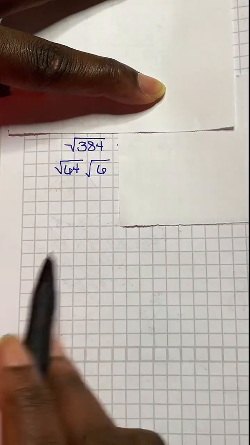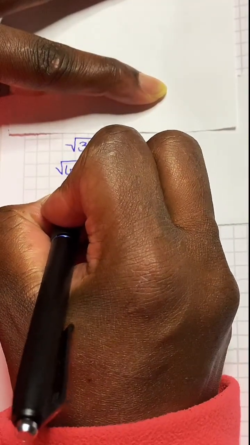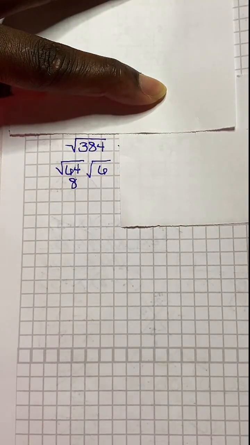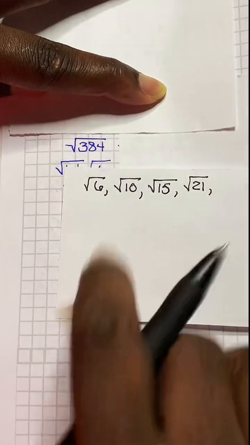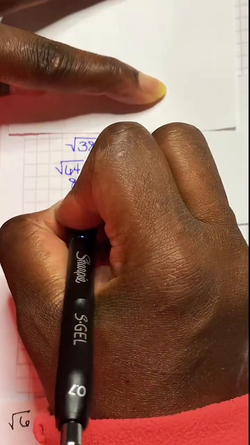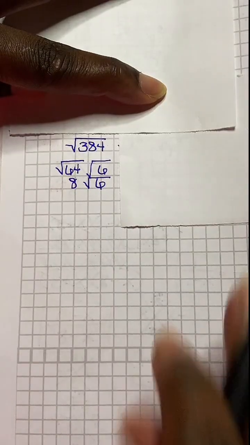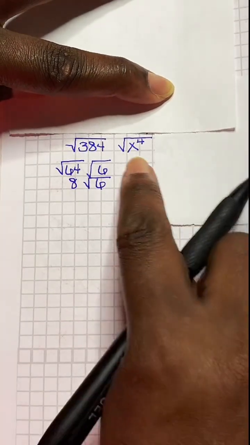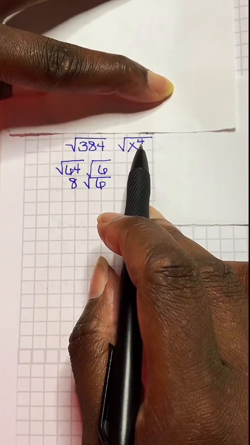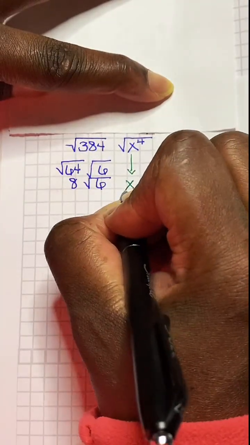Okay, so square root of 64 is 8. And like I said, the square root of 6 is one of those special prime radicals that can't be broken down. So if I can't break it down, I'm going to bring it down. All right. Now, we got the square root of x to the 4th. Since 4 is even, beautiful. Let's take half of that. So that will give us x squared.